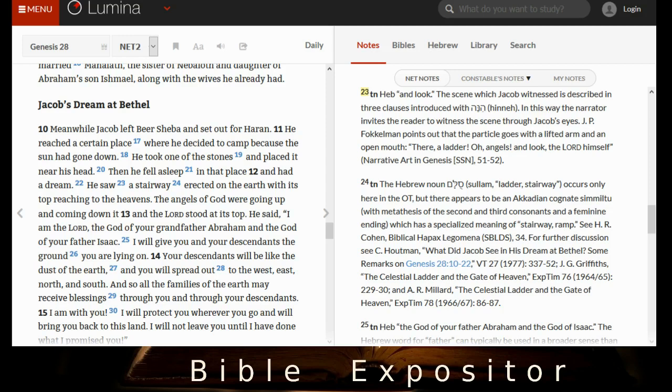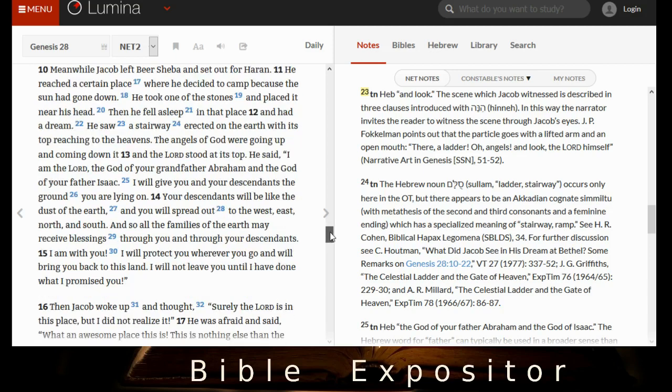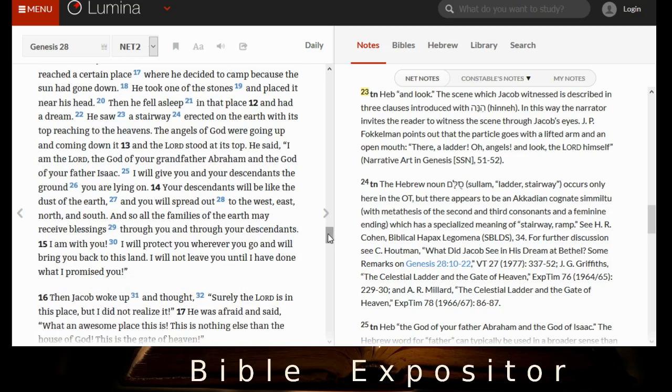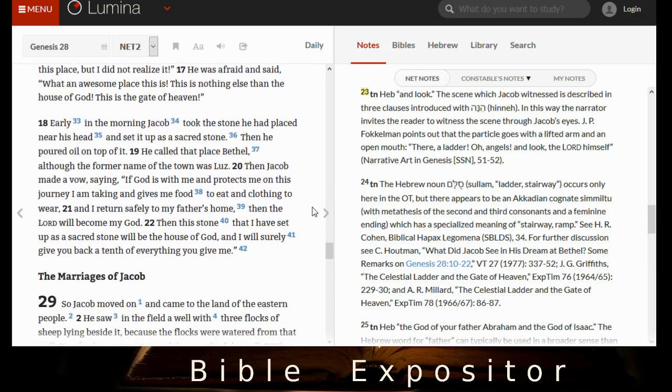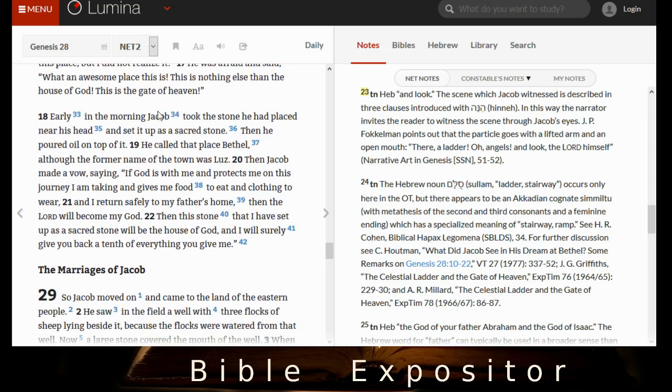Jacob, for some reason, had not yet formally accepted his father's God, so he decided that if the journey went well for him, then he would make that his God too, his grandfather and father's God. And this is where he says that, just before chapter 29.